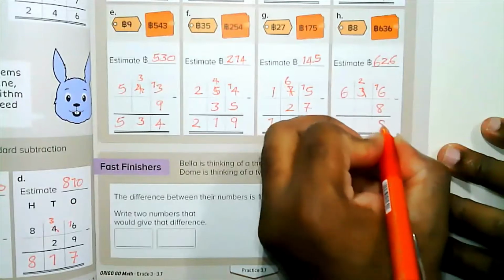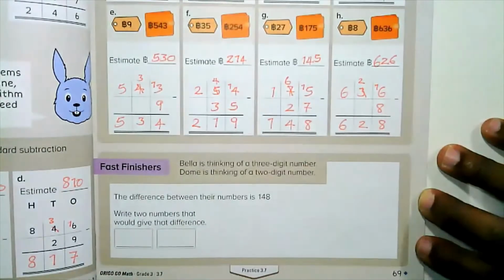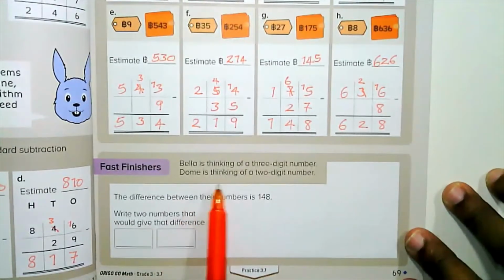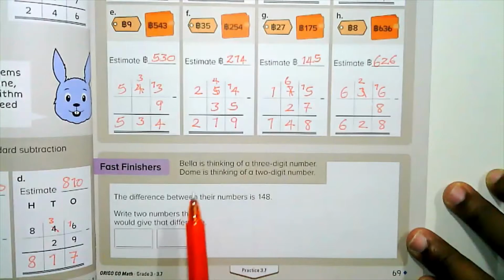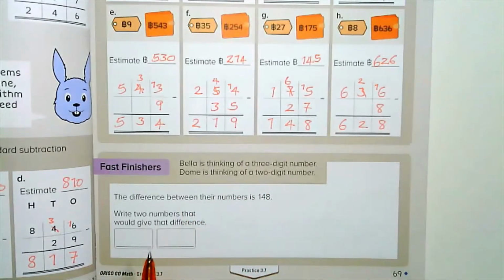16 minus 8 will be 8, 2, and 6. There you have it, folks. Now let's go into the fast finishers. Bella is thinking of a 3-digit number. Dome is thinking of a 2-digit number. The difference between their numbers is 148. Write two numbers that would give that difference.